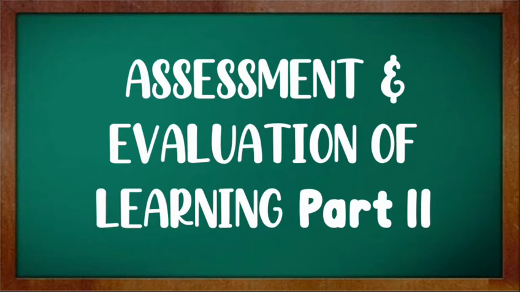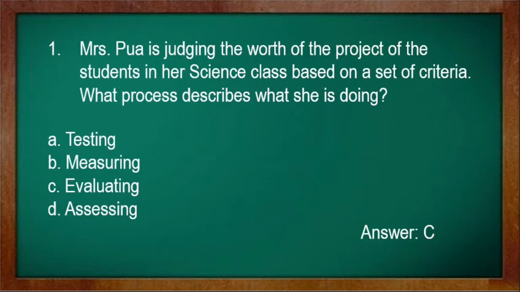Assessment and Evaluation of Learning. Part 2. Number 1. Mrs. Pua is judging the worth of the project of the students in her science class based on a set of criteria. What process describes what she is doing? A. Testing. B. Measuring. C. Evaluating. D. Assessing. Answer: C.